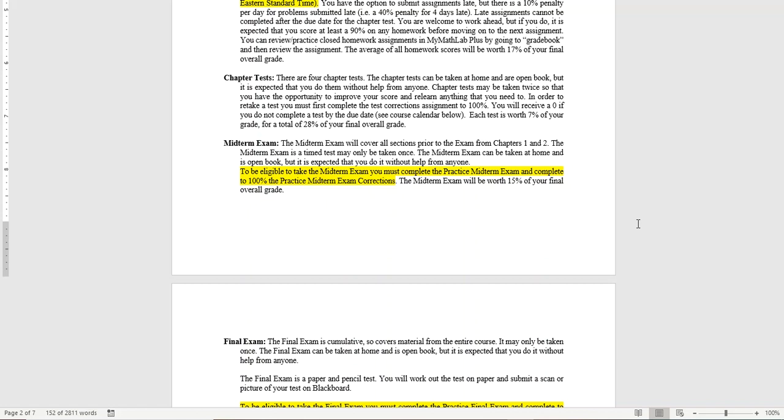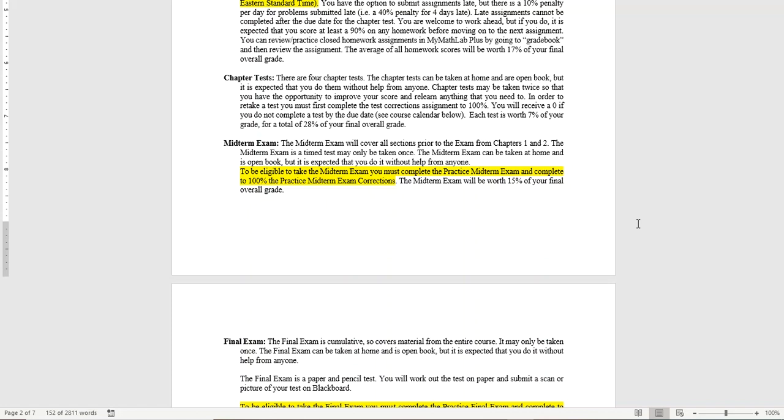The midterm exam will cover all sections prior to the midterm exam, so from chapters 1 and 2. The midterm exam can be taken at home and is open book, but it is expected that you do not receive help from anyone. In order to take the midterm exam, you must first complete the practice midterm exam. This practice midterm exam does not count against your grade, so use it as an opportunity to gauge what you truly know and what you still need to learn.